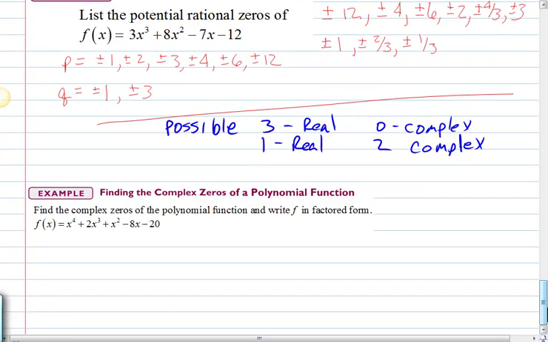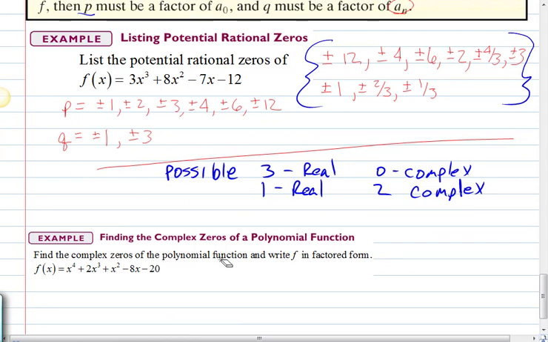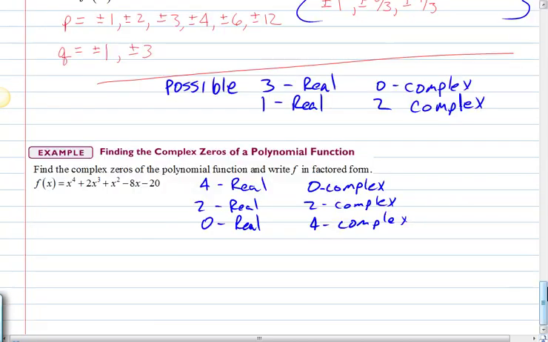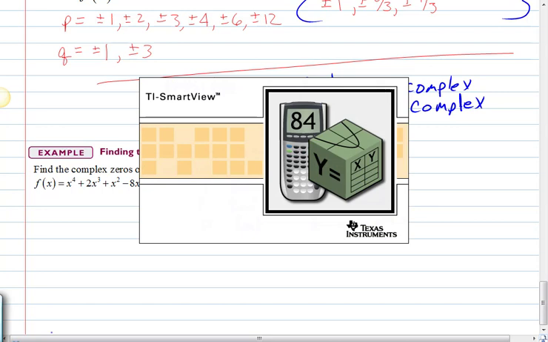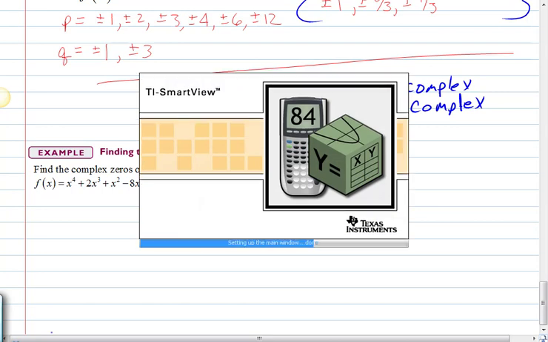Let's look at a problem here and how we can use this. It says find the complex zeros of the polynomial function and write f in factored form. If I'm going to factor this, first of all, it's possible that we could have 4 real and no complex, or I could have 2 real and 2 complex, or no real, and all 4 could be complex. One way to check right fast what types of roots we have is to go ahead and graph this. When we graph this, if it does not cross the x-axis anywhere, what does that tell us? That we have 4 complex roots. If we cross the x-axis, we're going to cross at least twice.